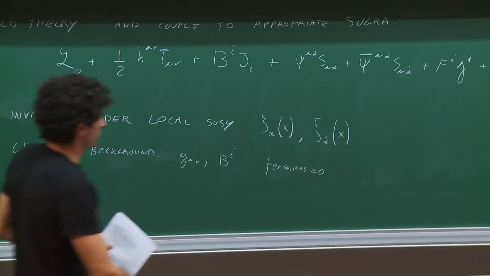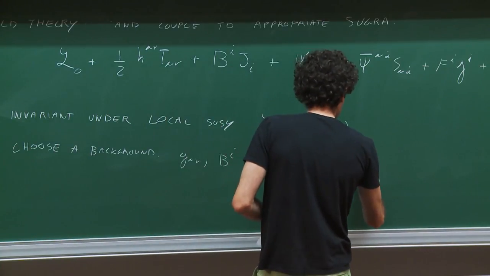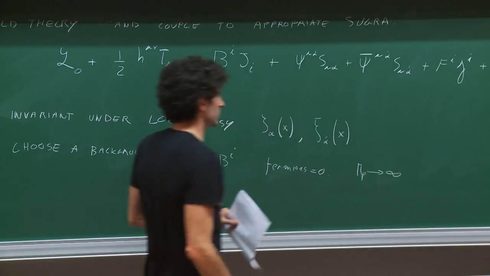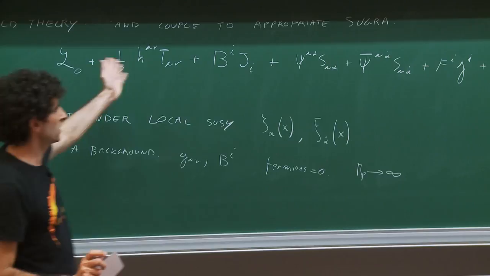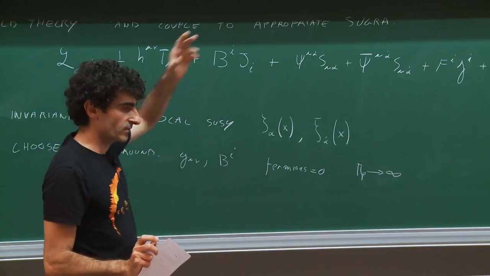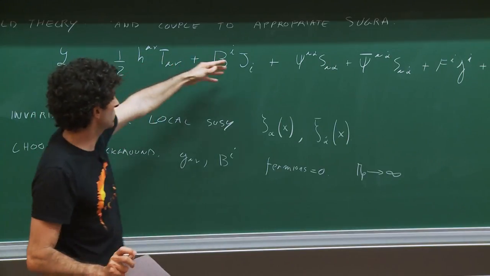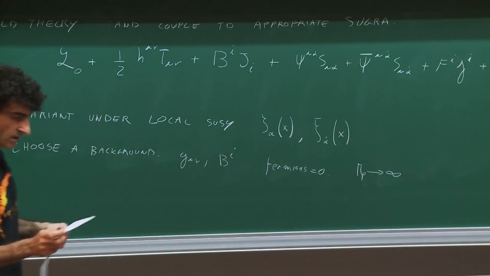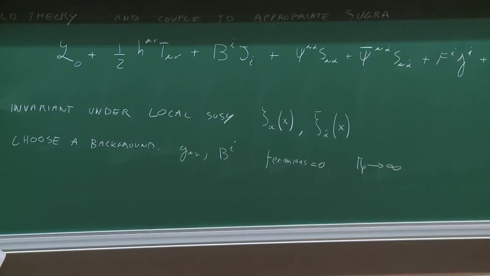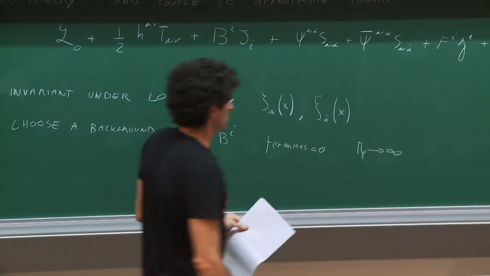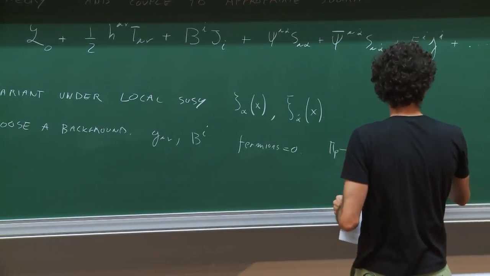And then we send the Planck mass to infinity to decouple the fluctuations of the supergravity fields. So what we are left with is some theory on some manifold with some metric, and there are also going to be various couplings of these fields that appear. And in general, this procedure breaks all the local supersymmetry.